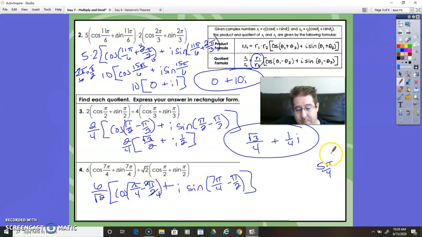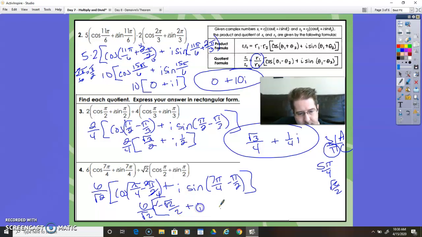So 5 pi over 4, remember, is in the third quadrant. All students take calculus. Only tangent is positive. So it looks like both of these are going to be negative this time. And a 45-degree angle is square root of 2 over 2 for both sine and cosine. All right, so we have 6 over square root of 2 times negative square root of 2 over 2 plus i times negative square root of 2 over 2, because both sine and cosine of 45 degrees is square root of 2 over 2.